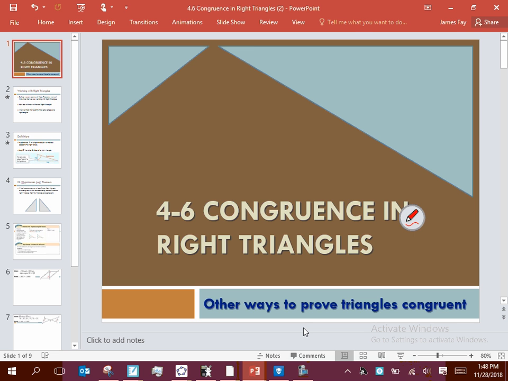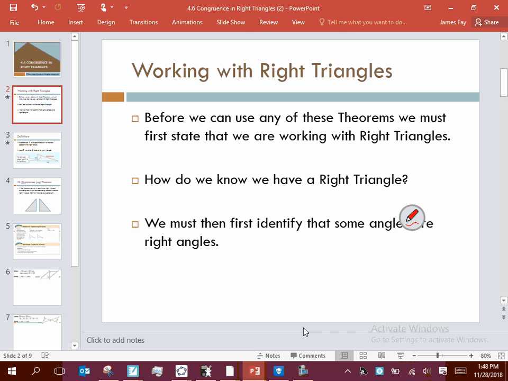The theorem that we're talking about today only works in right triangles, okay? So how do I know if I have a right triangle? I've got a little box in that angle, right? What does that little box mean? It's 90 degrees, it's a right angle. So by definition, a right triangle is a triangle with a right angle in it.